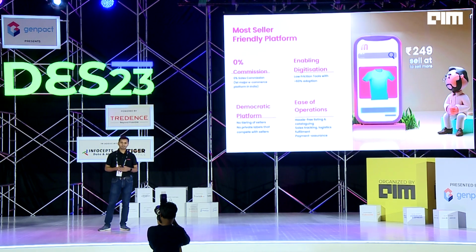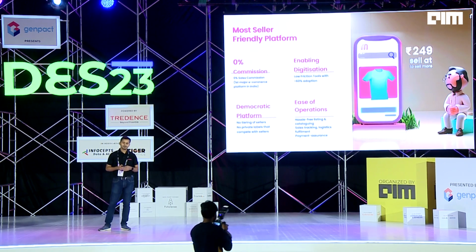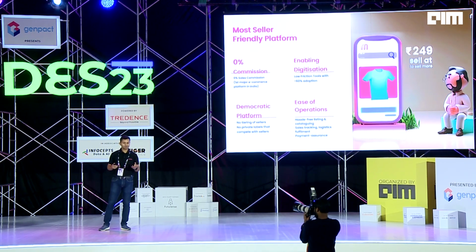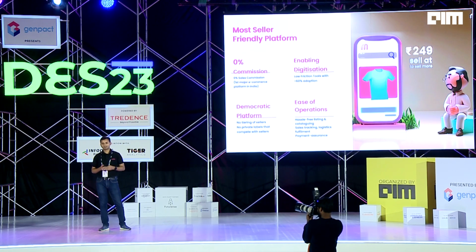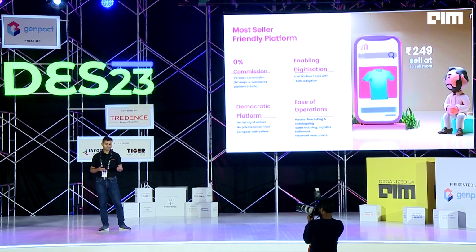Meesho is the most seller-friendly platform. We have a no-commission policy. We have a lot of tools which make it super easy for sellers to get onboarded and to list their products. We are a democratic platform, so we don't have any tiering of the sellers. We don't have private labels which compete with the sellers.